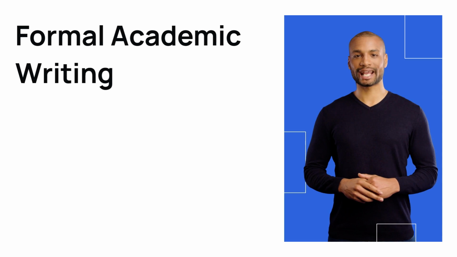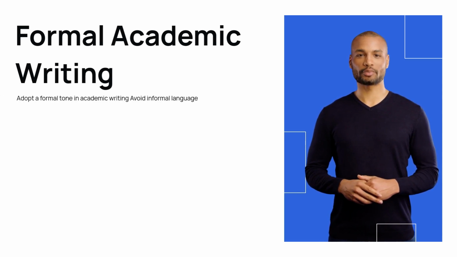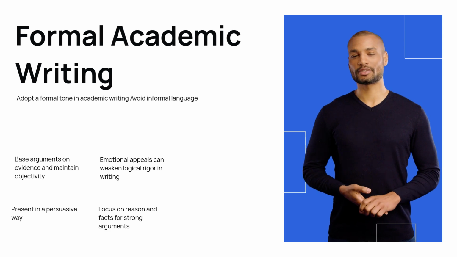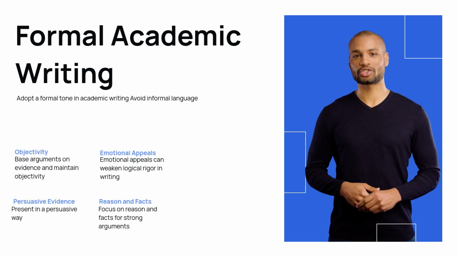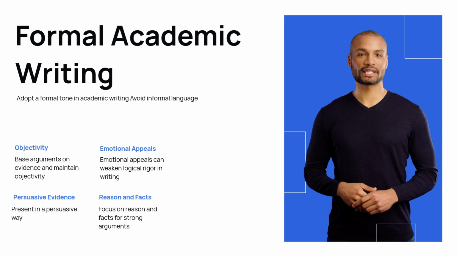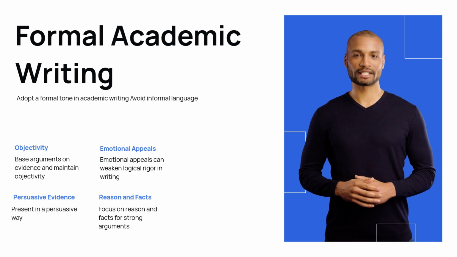Adopt a formal tone in academic writing. Avoid colloquial language or slang. Maintain objectivity and base arguments on evidence. Emotional appeals can weaken logical rigor. Present your evidence persuasively, focusing on reason and facts.